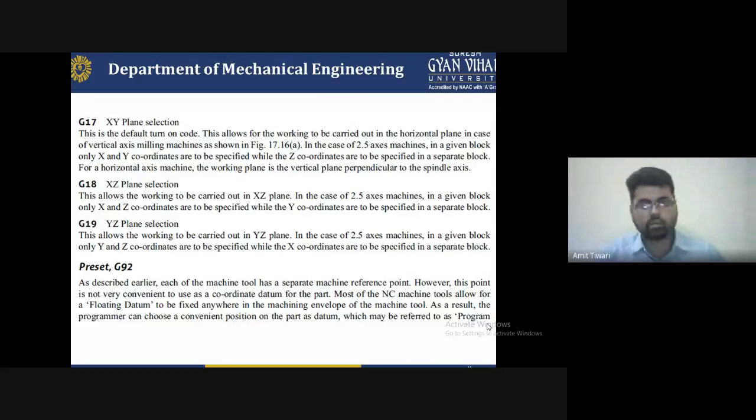Now this G92 indicates that, as earlier, each machine tool has a separate machining reference point. However, this point is not very convenient to use as a coordinate datum for the part. Most NC machine tools allow a floating datum to be fixed anywhere in the machining envelope of the machine tool. As a result, the programmer can choose a convenient position on the part as a datum. So these are the reasons why we have to select it.